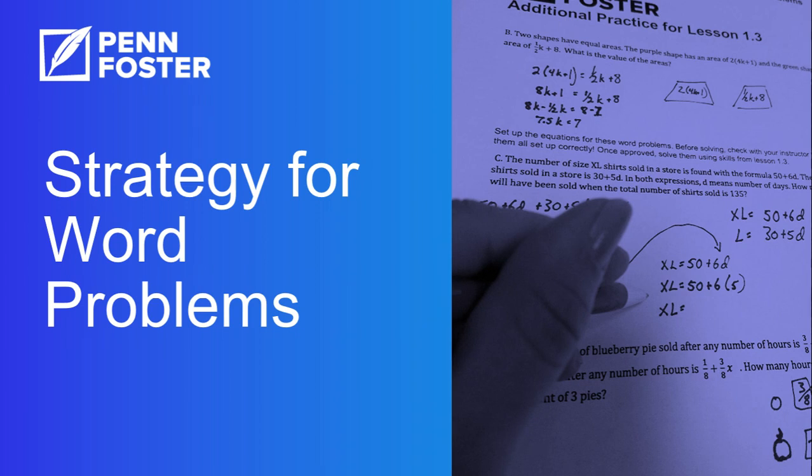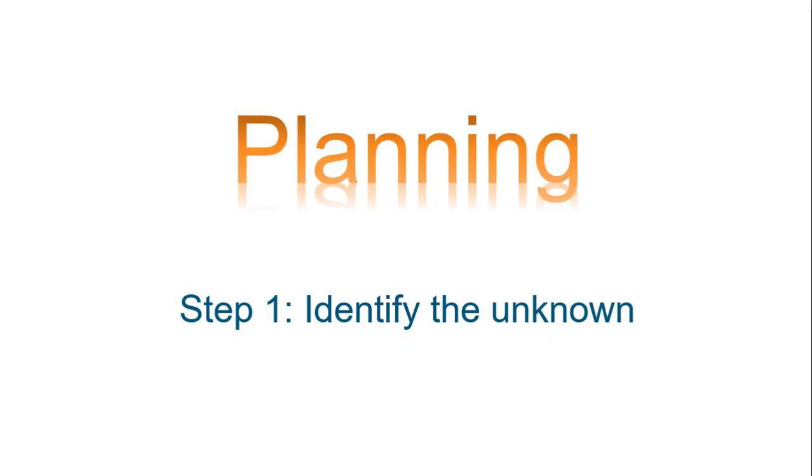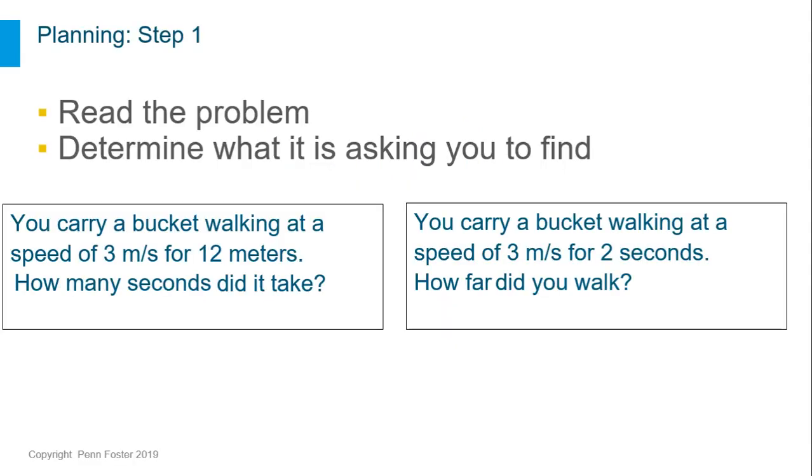What should you do when you read a word problem that you aren't sure how to solve? Break it down into these 5 steps of a word problem strategy. Step 1 is to figure out what you are looking for, which we call identifying the unknown. Don't write anything yet. Read the entire problem and determine what it is asking you to find. This will determine the entire plan for solving the problem.